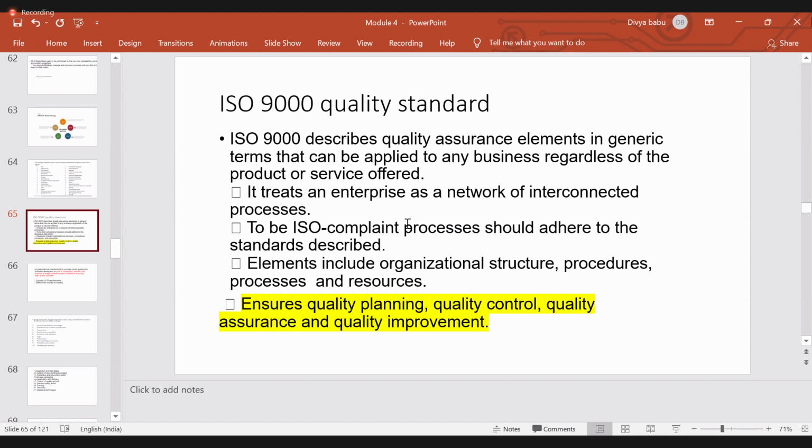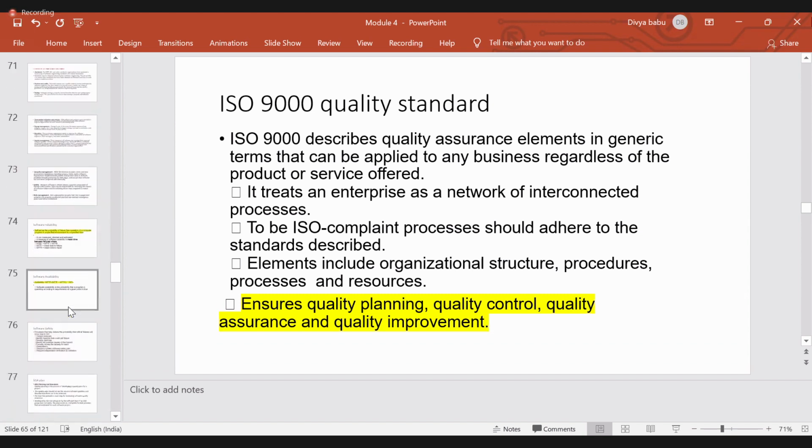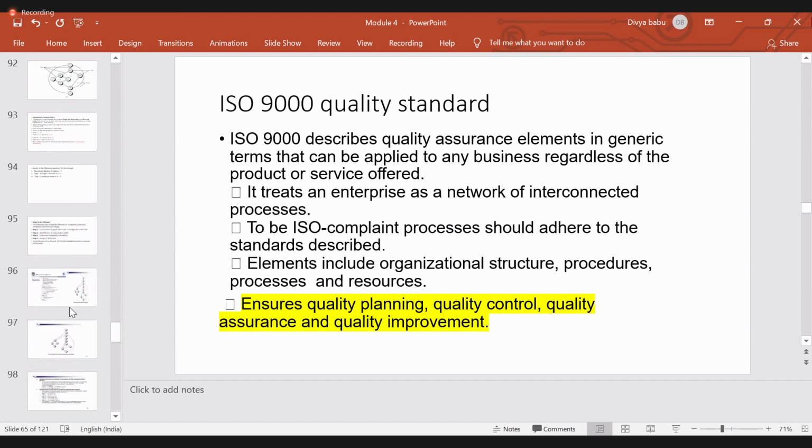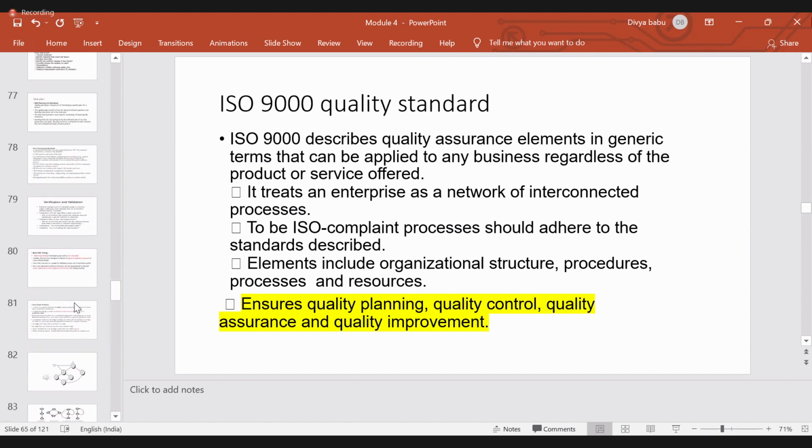Actually, quality standards contain some guidelines and standards. That standard you need to follow when you are preparing a new product. At that time, you should ensure the quality planning, quality control, quality assurance, quality improvement, everything. Some guidelines are clearly mentioned in the standard, so you should follow that. When it comes to 9126, I think it's not there in your syllabus. I'll leave it at that. If it would be there, I will explain.